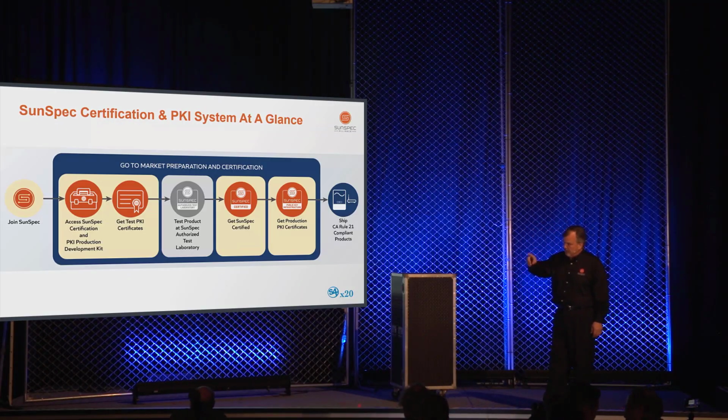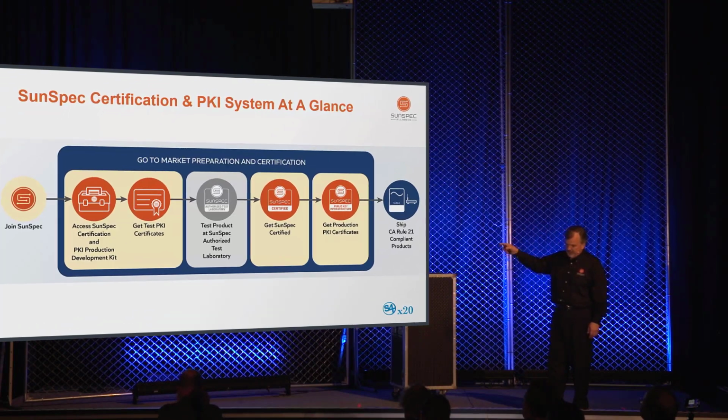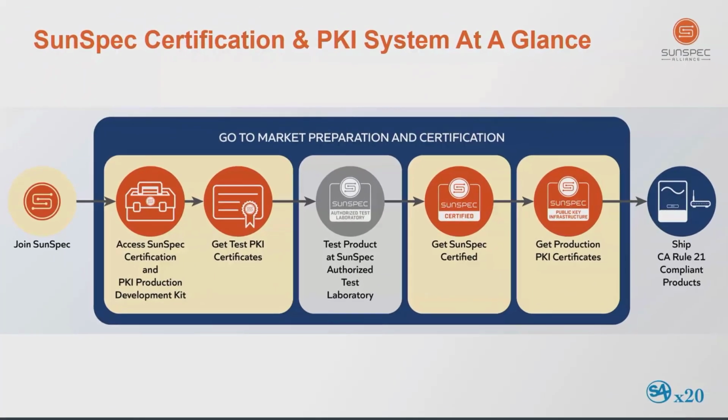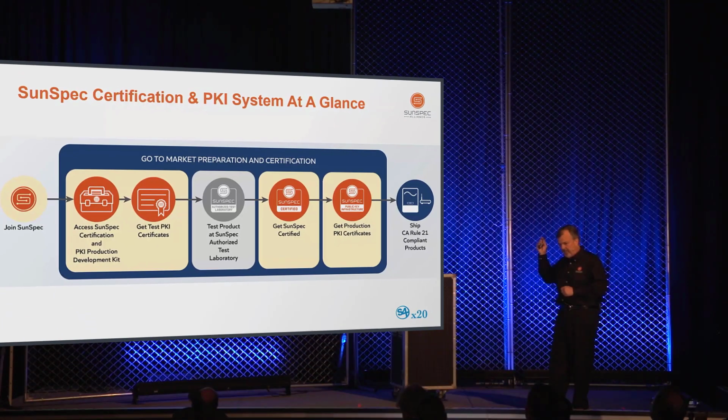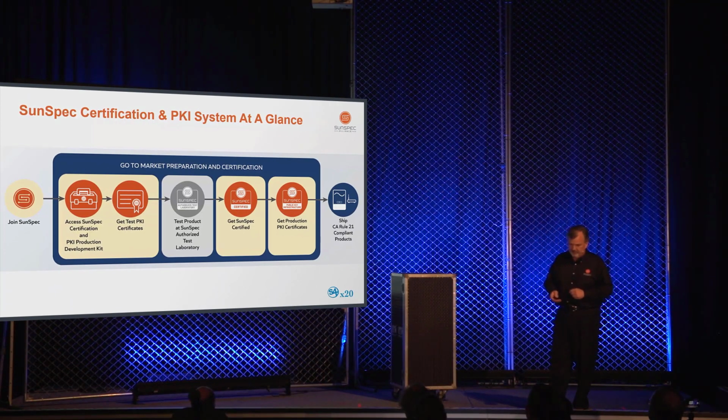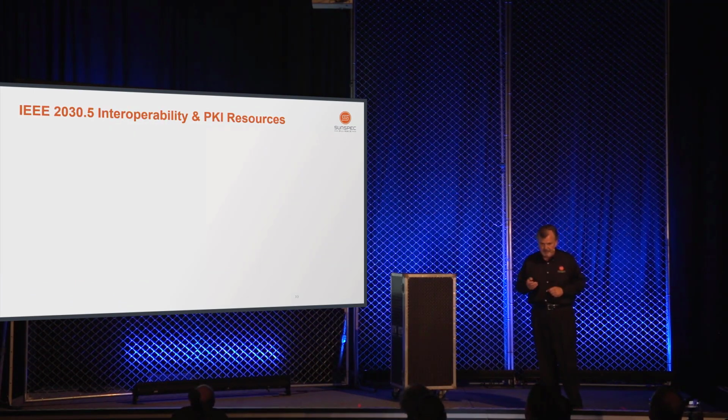So to review the whole process, for SunSpec and for our members to get into the PKI, it all starts with accessing our PKI infrastructure, including our test infrastructure. They get test PKI certificates. Of course, they build their product. Once their product they believe is in good shape, they take it to a test lab. Test lab sends us the results. We evaluate the results. We issue the mark, get them onto the production PKI, and the devices roll out into the field. So that's a quick summary.